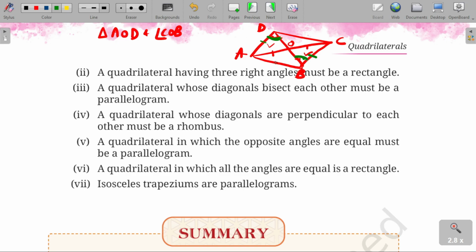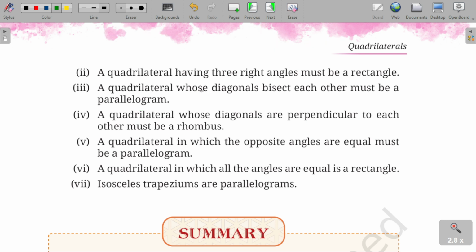And similarly, if we use the other pair, we'll get this pair also equal, and we can say these two lines are parallel. So this statement is true. Yes, we are getting a parallelogram here. It must be a parallelogram. So this statement is also true. Fine.